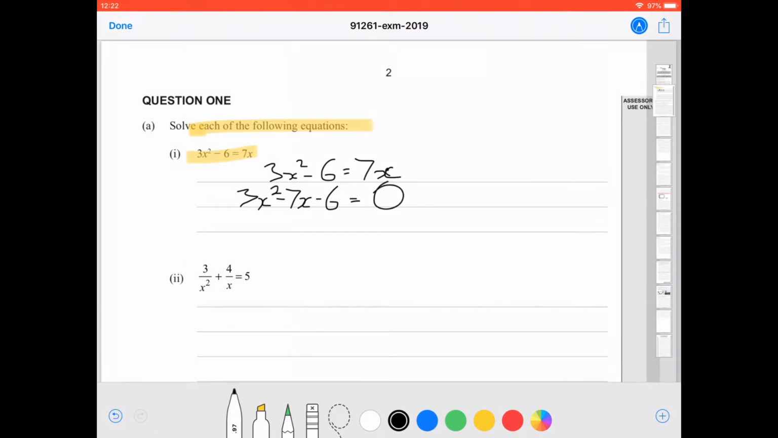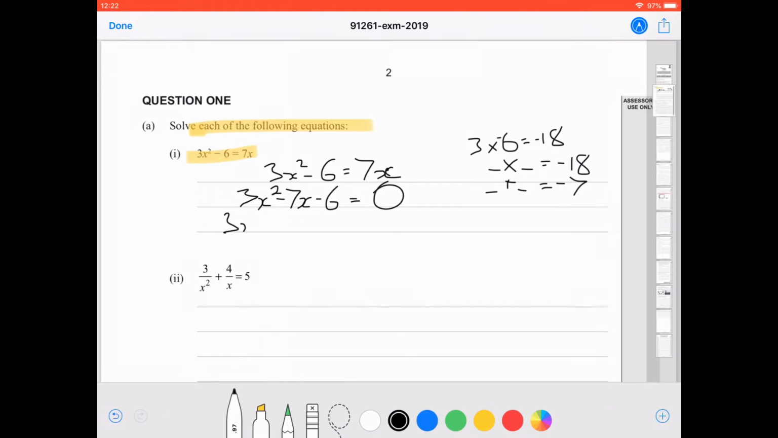And at this point, you could just use the quadratic solver on your calculator. Let's do it the long way. We'll say our a term is greater than 1. It's 3, so we're going to multiply a by c. So 3 times 6 is... this is negative 6, is negative 18. So we're looking for two numbers that multiply to negative 18 and the same two numbers that add to the b term, which is negative 7. Those two numbers are negative 9 and positive 2.